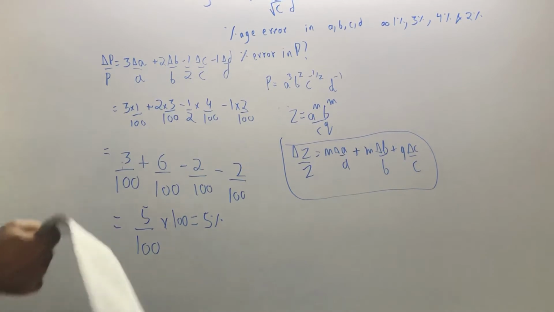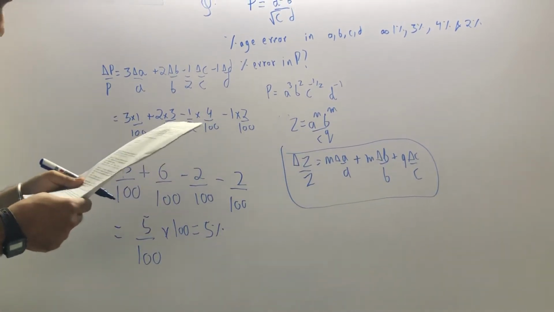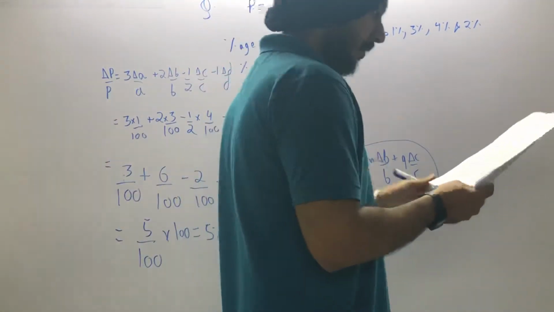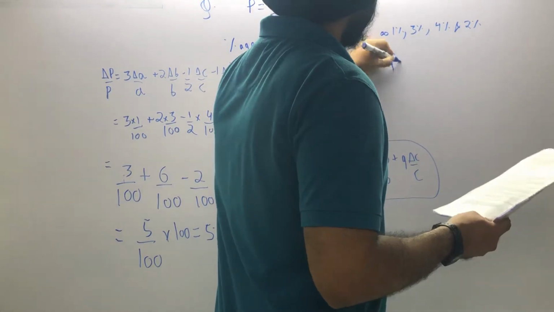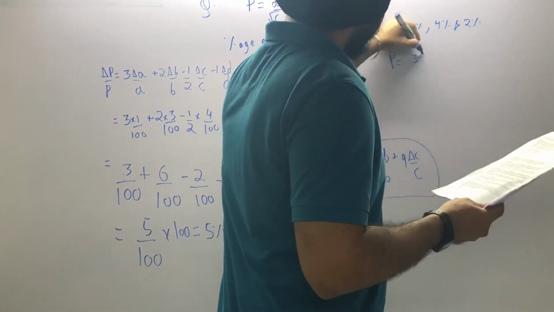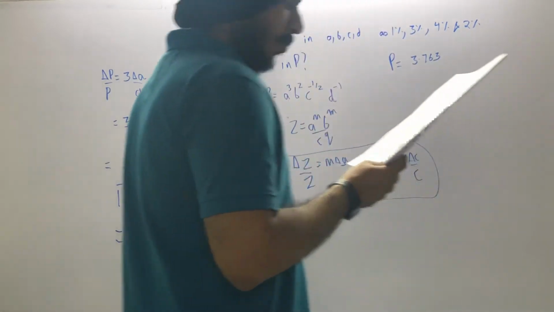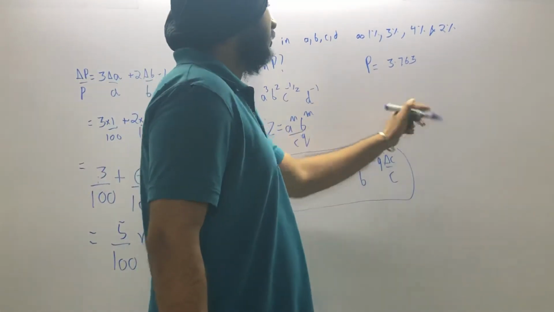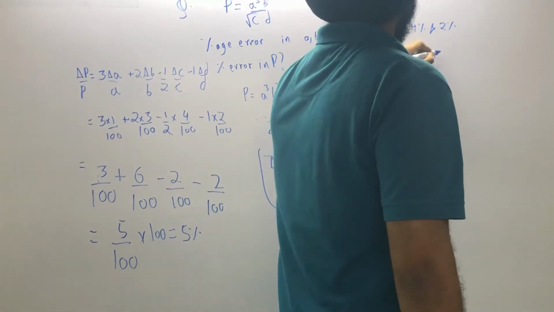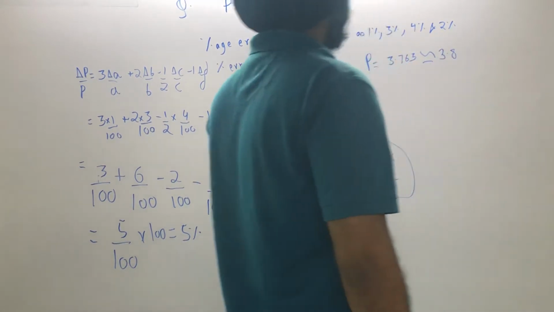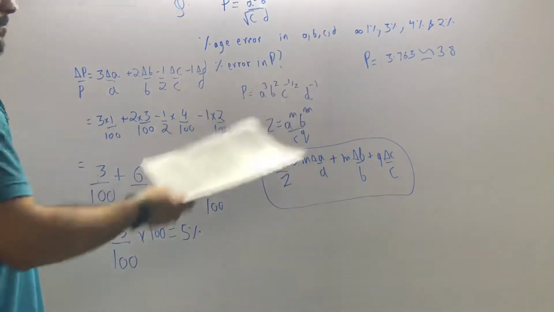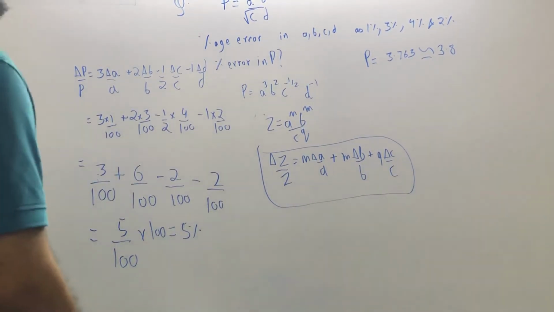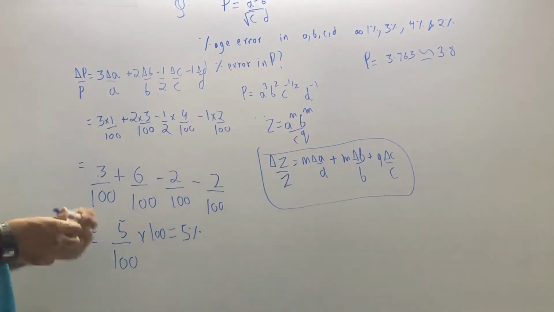Next thing they have asked us is that if the value of P turns out to be, they have given us the approximate value, P is equal to 3.763, to what value should you round off the result? Obviously this is 3.763, so you can round it off to 3.8. This should not be a problem. So the rounded answer will be 3.8. So this is this question. Now let's go to the next question.